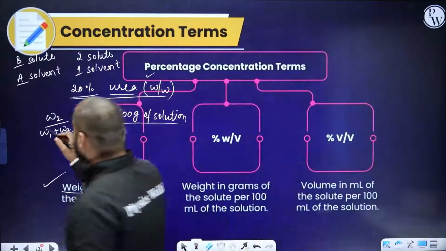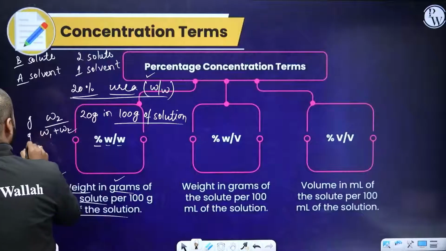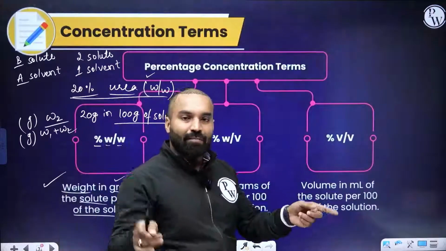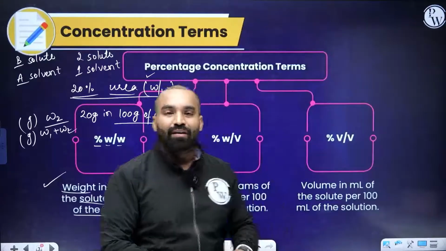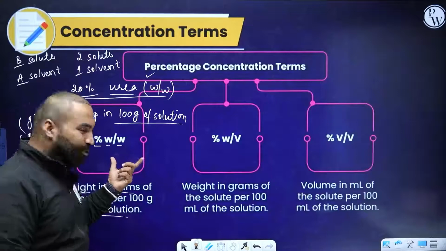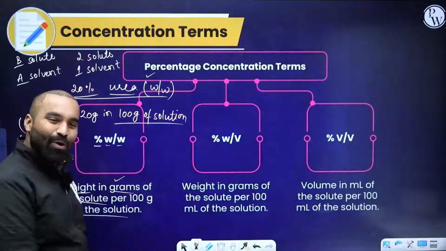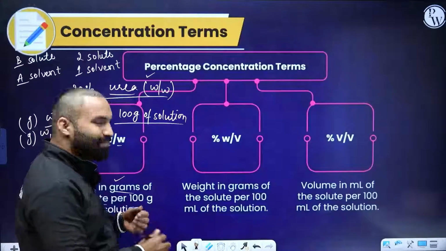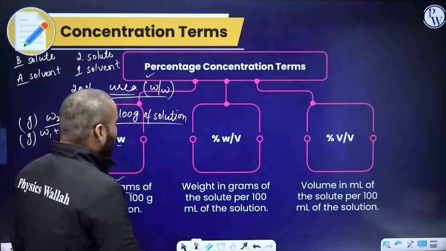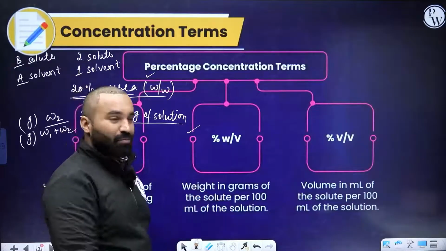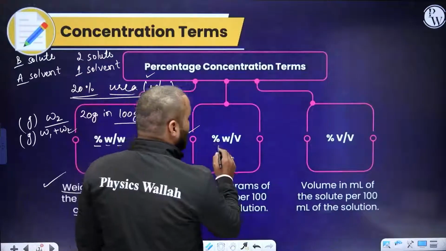When you have both the things in gram and gram, the units of numerator and denominator both are gram and gram. What is the unit of this quantity, everybody? Can you please tell me? There will be absolutely no unit, because numerator and denominator both are having gram and gram. They cancel each other. Right. Now let's move to the next, a sister concentration term of weight by weight, which is weight by volume.